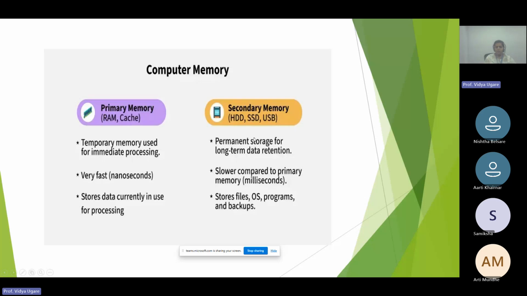Now one question. Is primary memory important or secondary memory important for a computer? Can anyone tell me? What do you think? Which memory is most important for a computer?